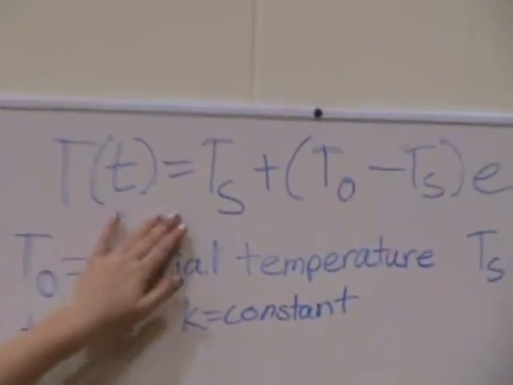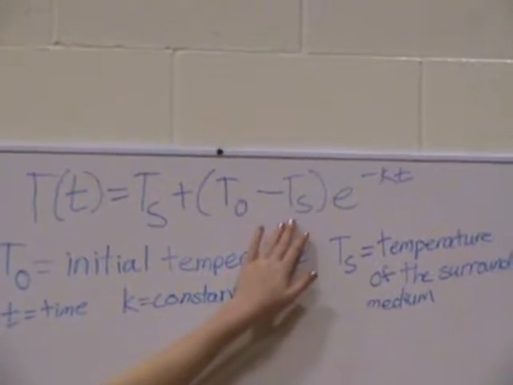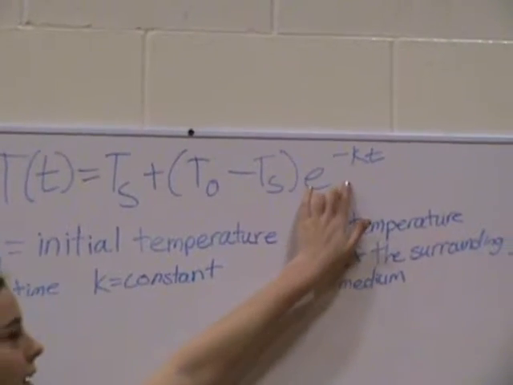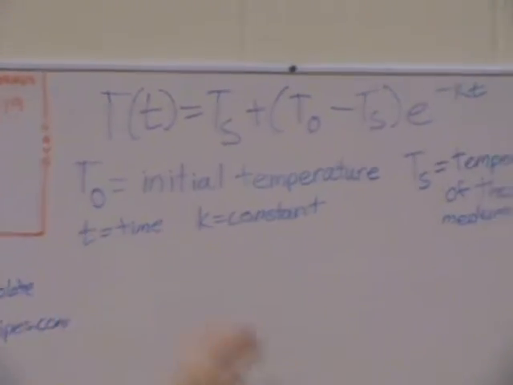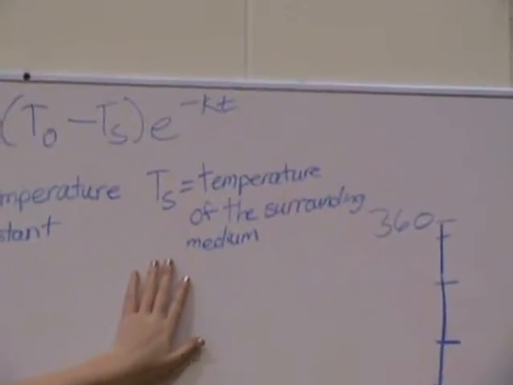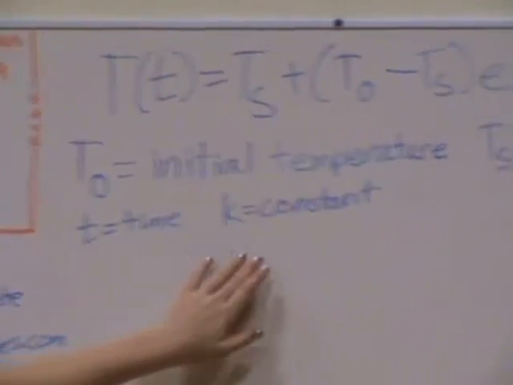T of t equals T sub s plus T sub naught minus T sub s times e to the negative kt, where T sub naught is the initial temperature, T sub s is the temperature of the surrounding medium, the little t is time, and k is the constant.